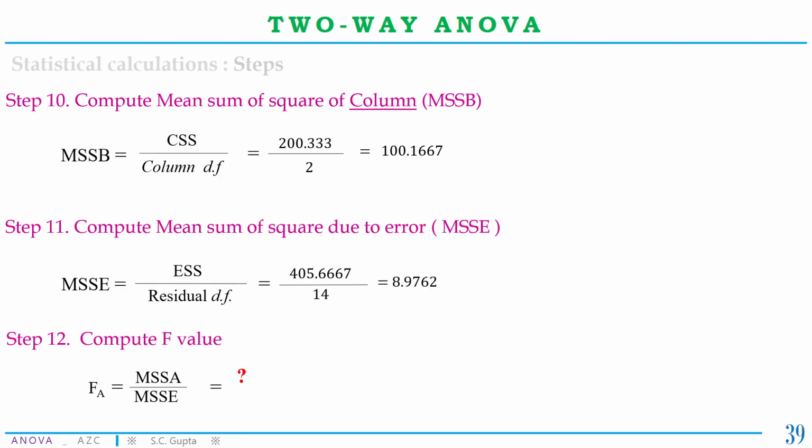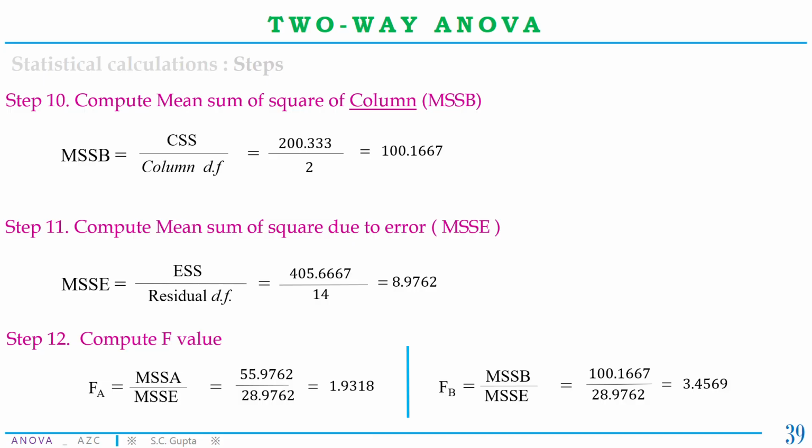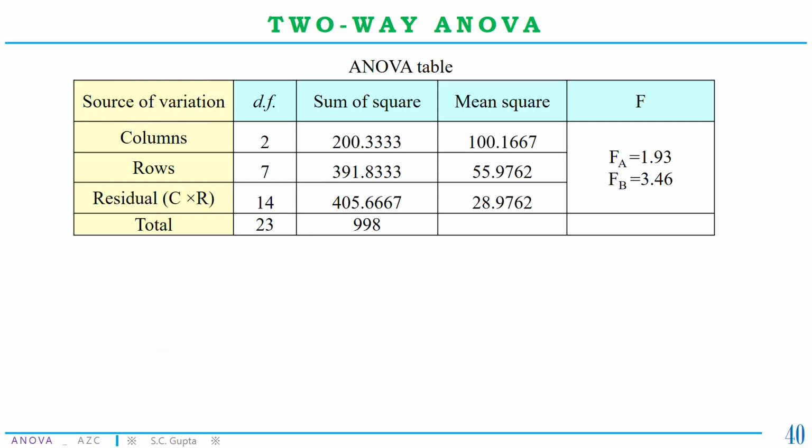Now, compute F-value. F-value for row, that is, FA is equal to MSSA upon MSSE. FA is 1.9318. Now, compute F-value for column. That is, FB is equal to MSSB upon MSSE. FB is 3.4569. ANOVA table that contains all calculated values, as shown here.